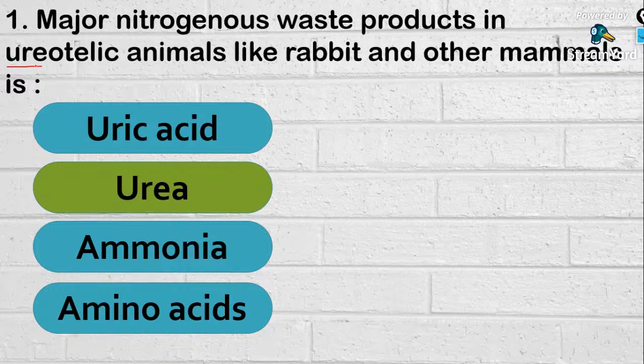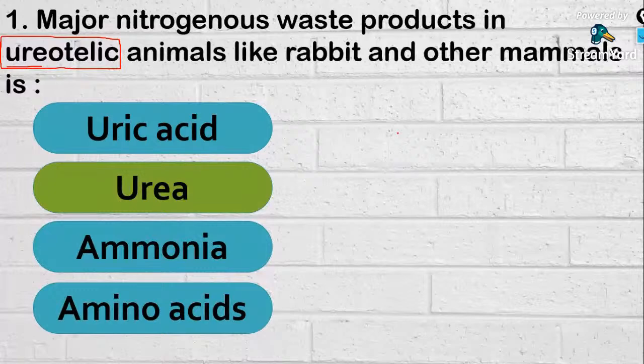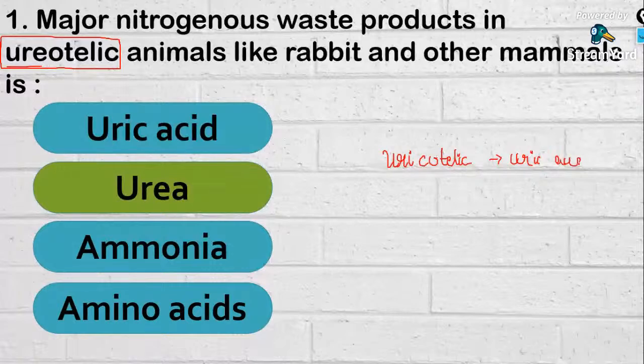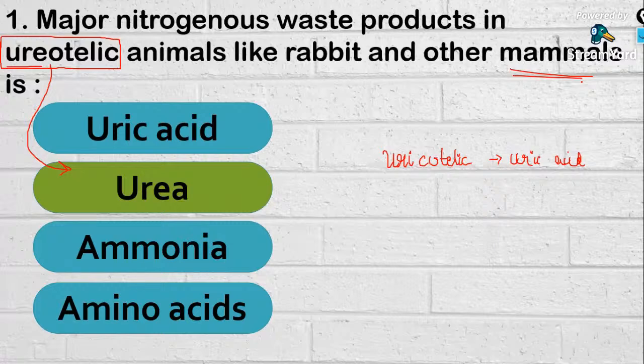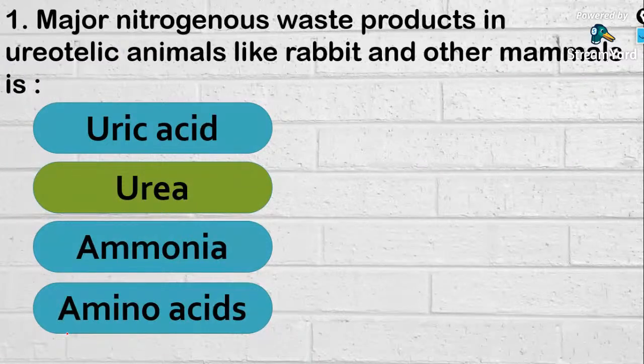Read the question carefully. Uricotelic animals. What are uricotelic? This is not uricotelic, it is ureotelic. Uricotelic organisms excrete uric acid, ammonotelic ammonia, ureotelic urea. Most probably in mammals, in almost all the mammals, you would see only urea as the nitrogenous excretory material. Shraddha, have you understood right now? It's not uric acid, it is urea.